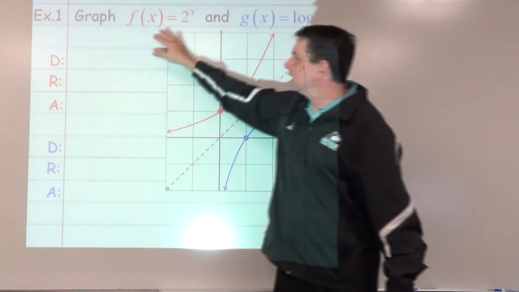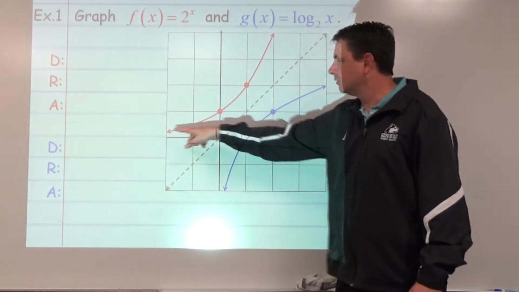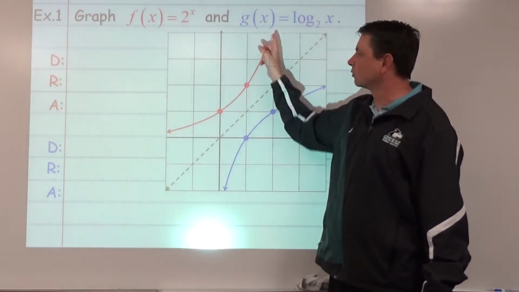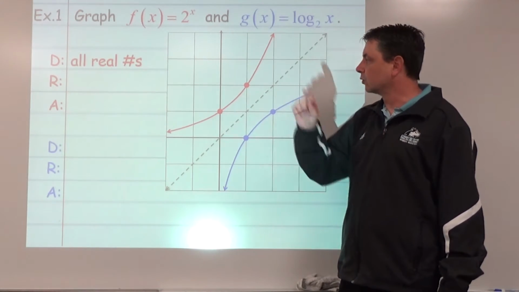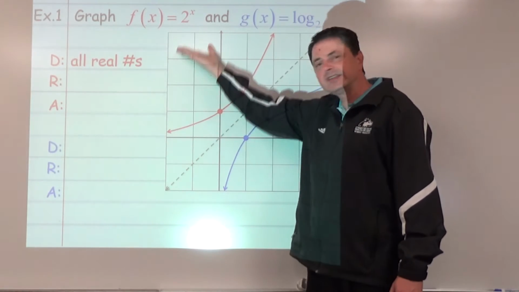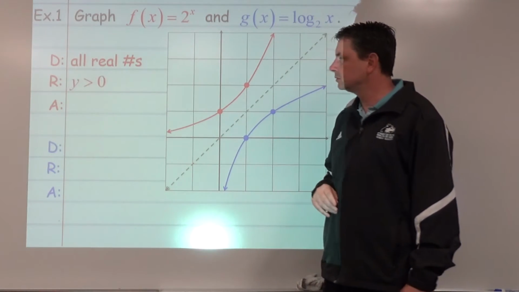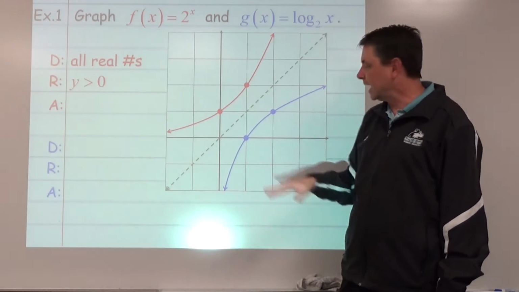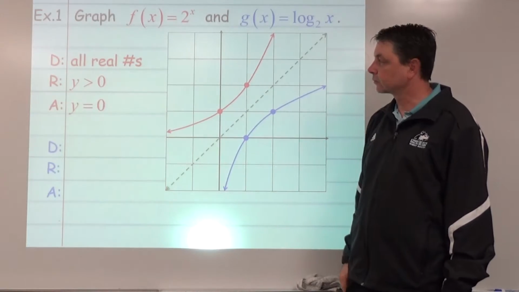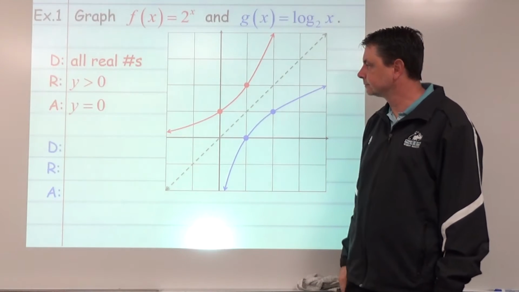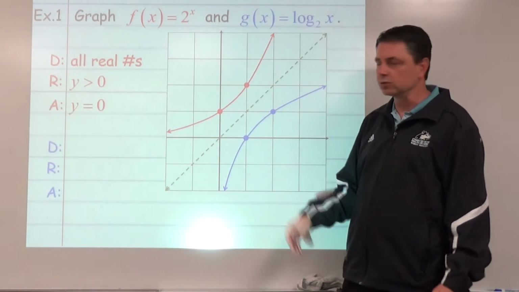Starting with our exponential, what's the domain? Forever left, forever right, all real numbers. The range, everything is above 0. The asymptote, we get close to the horizontal line, y equals 0.